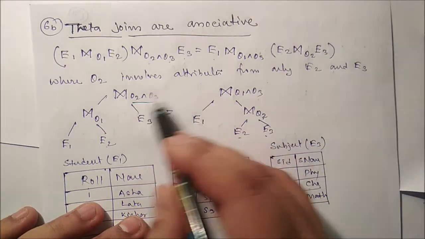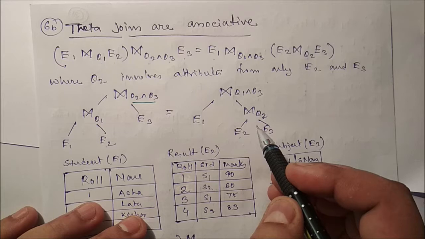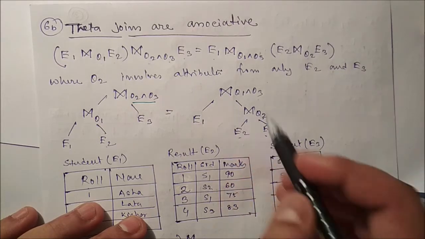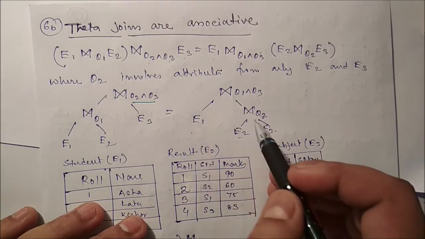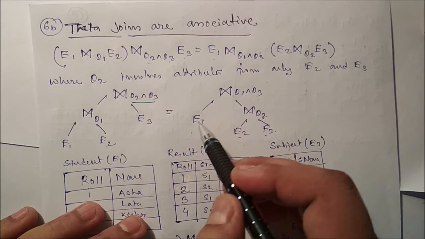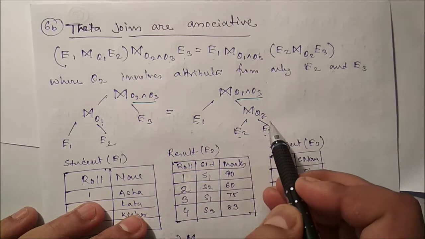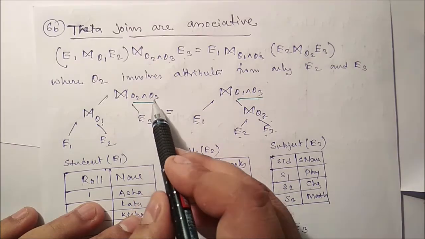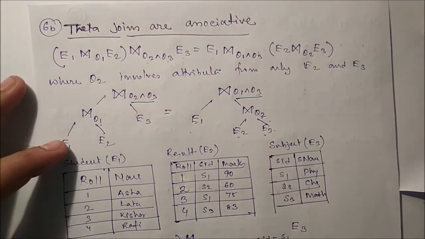It is not associated with E1. So definitely what we can do is apply theta 2 first, then join the result with E1, where the condition is theta 1 and theta 3. In one case theta 1 alone, here theta 2 alone, but in the combined condition theta 2 and theta 3, here theta 1 and theta 3. In both the cases the output is the same, the result is the same.